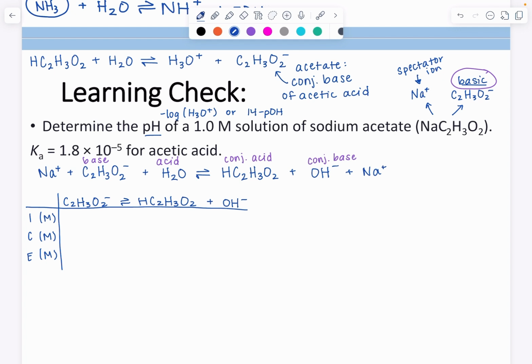Okay, so we were told it was 1 molar sodium acetate. So we have 1 molar acetate initially, and 0 products, so 0 acetic acid and 0 hydroxide. To reach an equilibrium, we have to use up reactant and produce product. So we have minus x for reactant, plus x for products. Then we have to think about what other information we have. We don't have any equilibrium concentrations, but we have Ka for acetic acid.